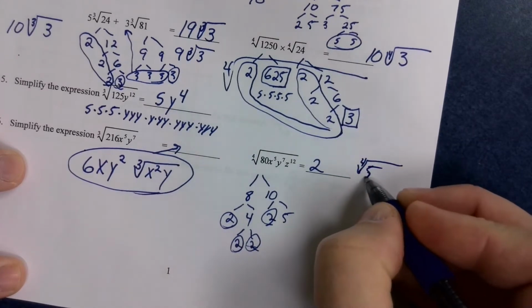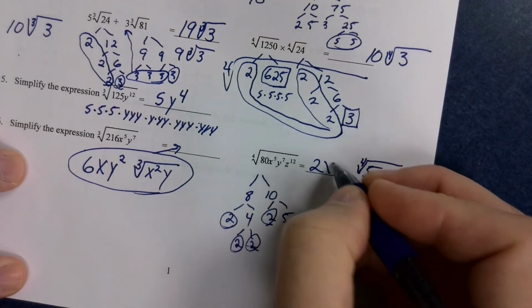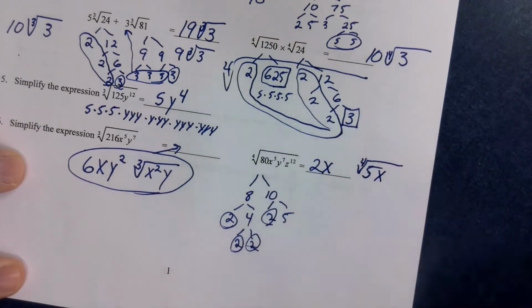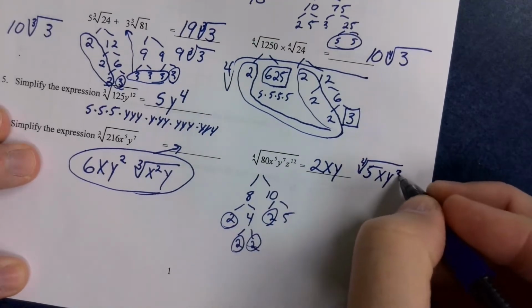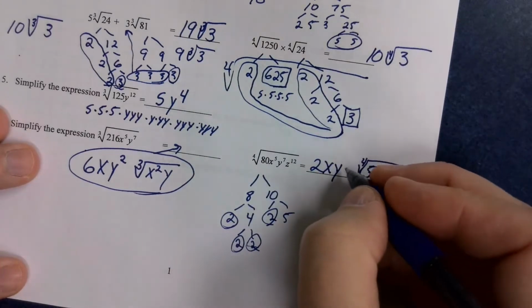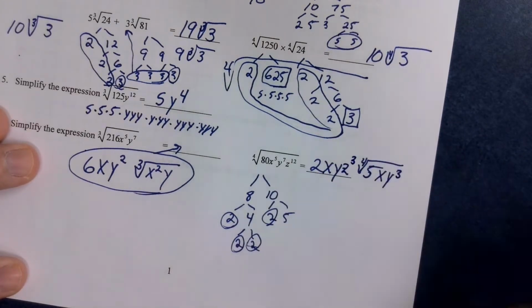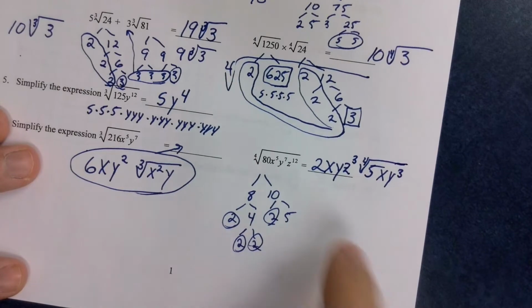Now for x's, I'm looking for quadruplets, so it looks like I get one set of quadruplets out with 1 left in. Y to the 7th, I get one set of quadruplets out with 3 left in. And z to the 12th, looks like I got 3 sets of quadruplets, and there is no z's left in. They all work together to be able to come out. So that's what page number 1 looks like.